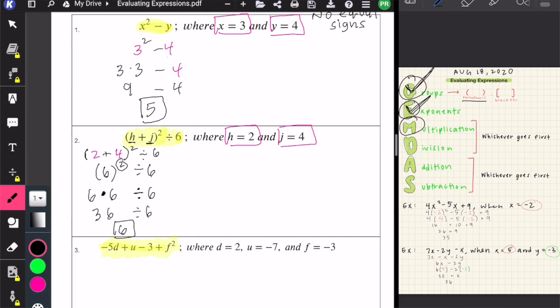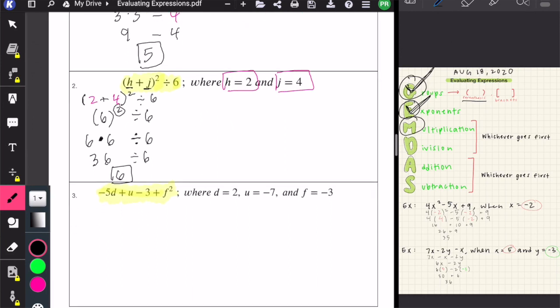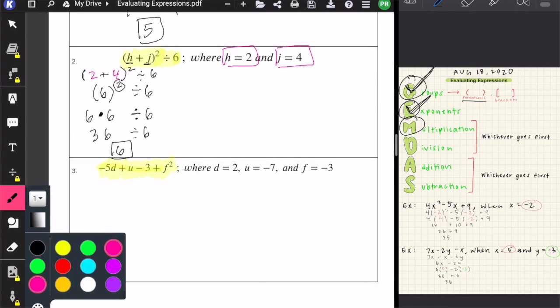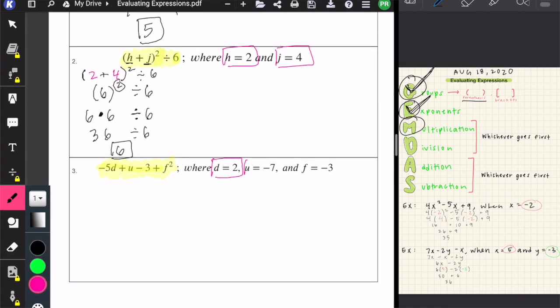Okay, let's look at number 3. We have how many variables? 1, 2, oh, 3. Cool. So we have D, U, and F.